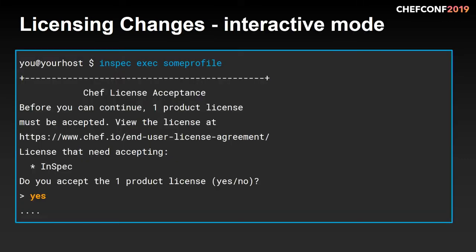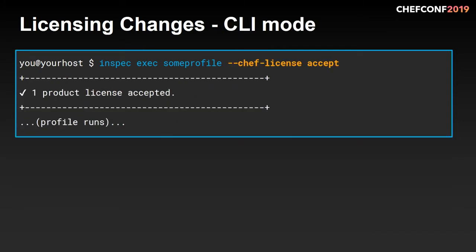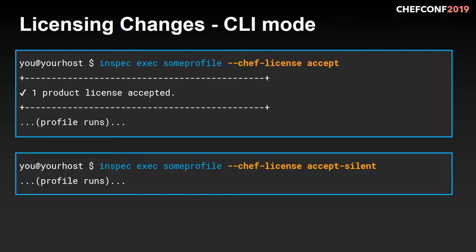So for your own edification, here's what it would look like from an interactive mode perspective. You run inspec exec, this is your first time running inspec after you just installed, and then you'd have everything going on here. In CLI mode, you have your argument there for chef-license, accept. You can also accept silent, so if you're using a CI system and you don't want to deal with extra verbiage and just let everything go through, there you go.